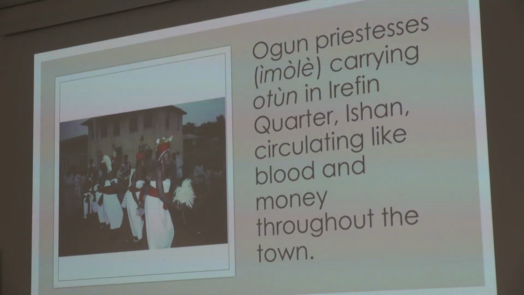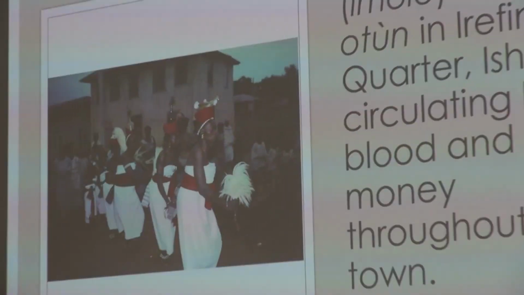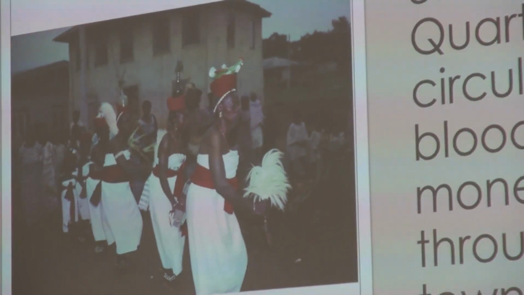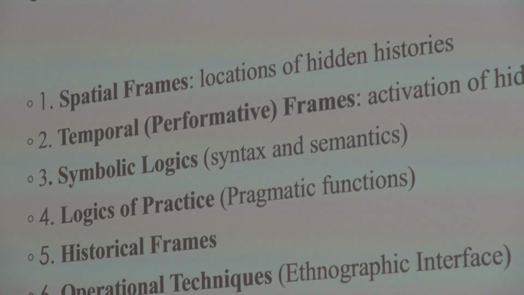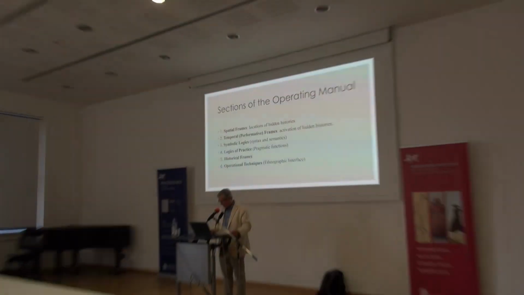classifying the kingdom after the different parts of it have been processed and isolated around. So the priestesses themselves become like blood and money throughout the town. So anyway, that's just a few ways in which one can open up the methodology section here.